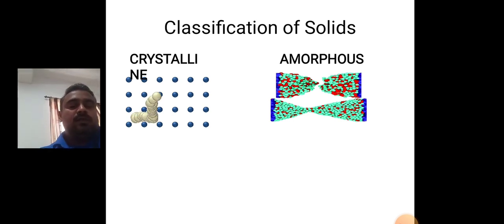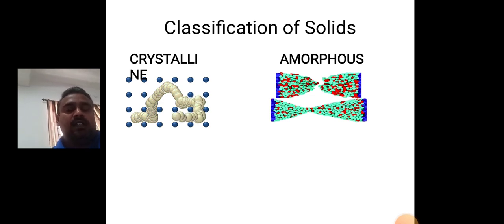So basically, solid materials are defined as two types: crystalline materials and non-crystalline materials. In crystalline materials, atoms or molecules are arranged in a regular and periodic manner. Non-crystalline materials are amorphous materials, where the atoms or molecules are arranged in a random manner.